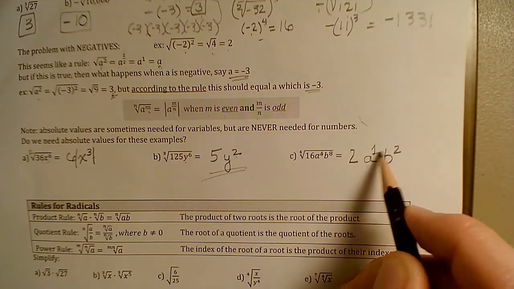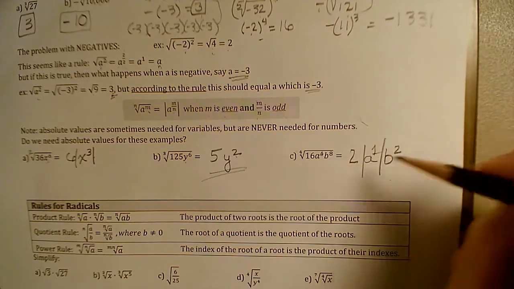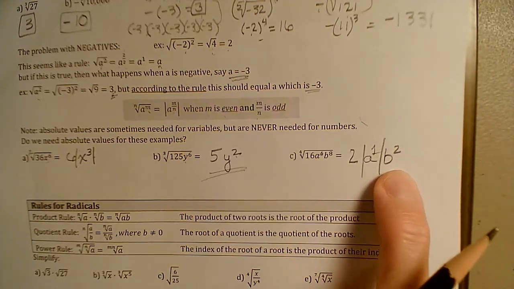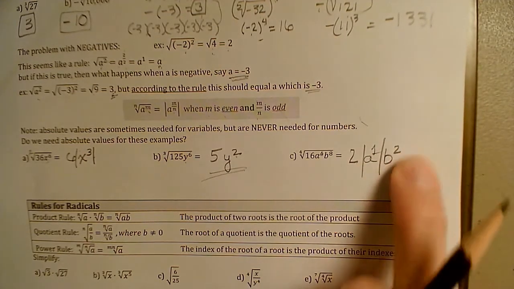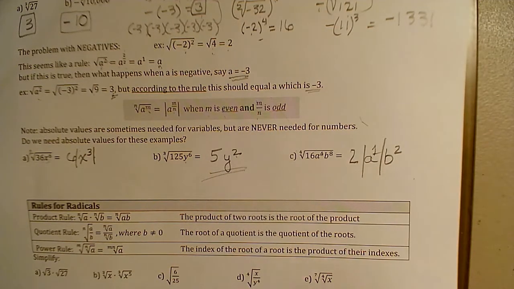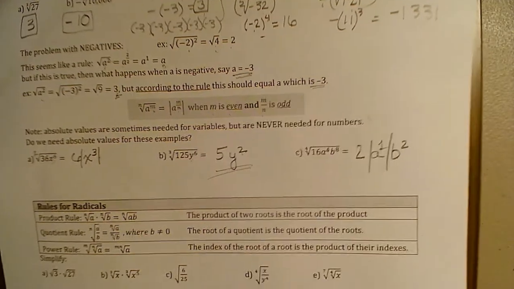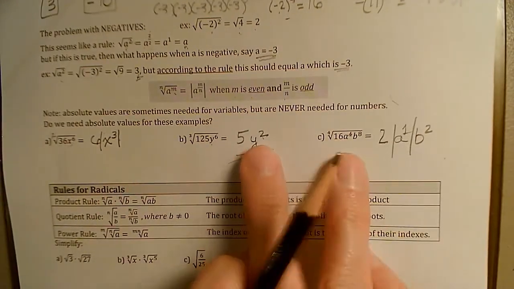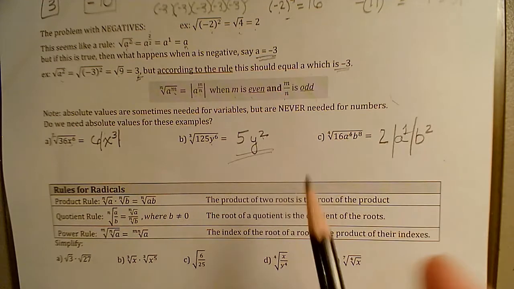That is an odd number, so we need absolute values around the a, not the b, because of its exponent. The resulting fraction turned into a whole number 2, and that one is fine. And notice too that you really only need this when you bring everything out from underneath the radical.